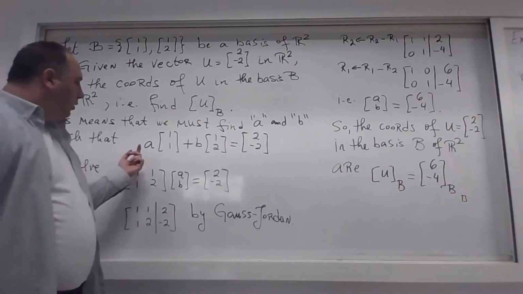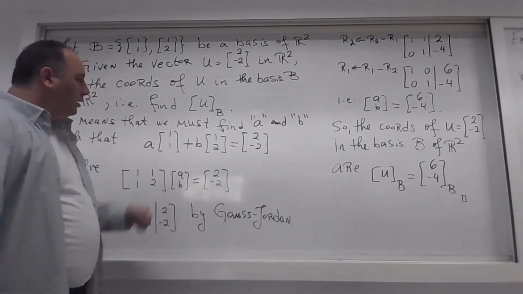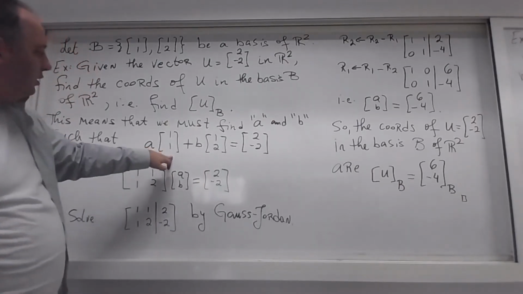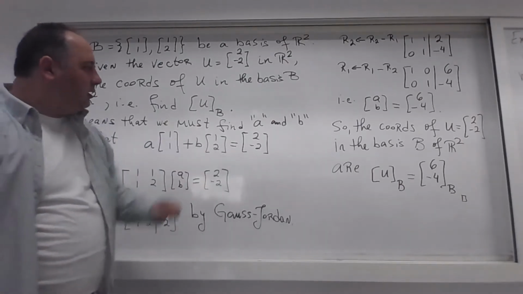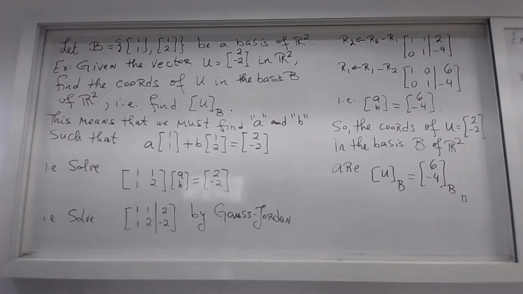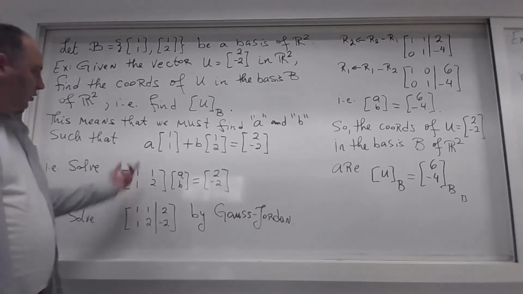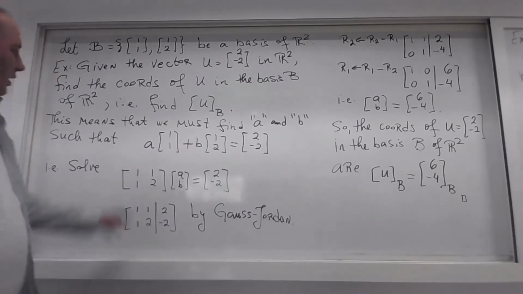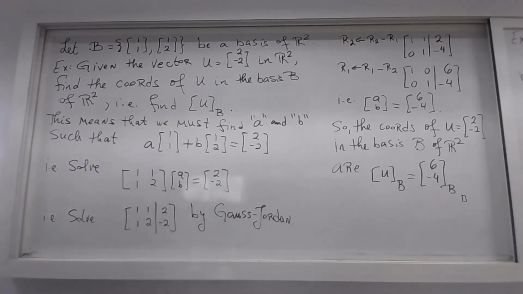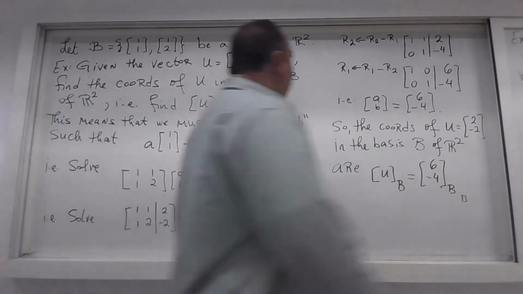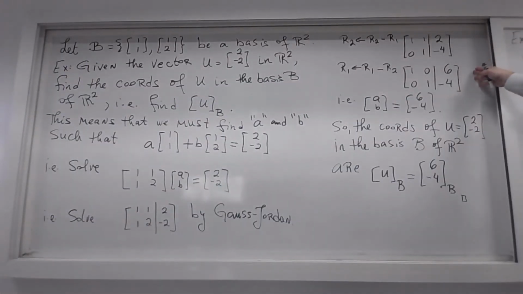So what are A and B such that A times the first basis vector plus B times the second is equal to the vector U? So we need to solve the non-homogeneous system. If we write the augmented matrix form, we need to solve this using Gauss-Jordan. We knew already how to do this, because finding A and B is pretty much finding the coefficients of a linear combination. So we apply Gauss-Jordan and we get the solution A, B.